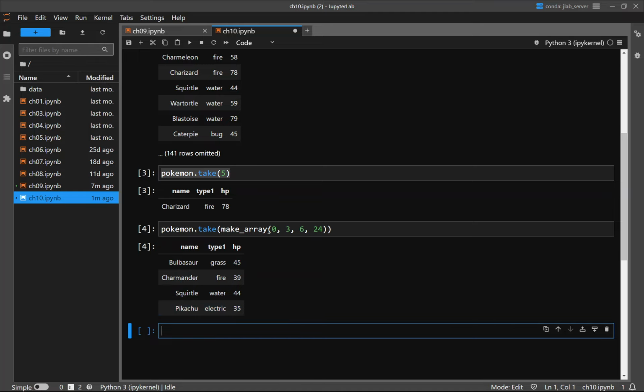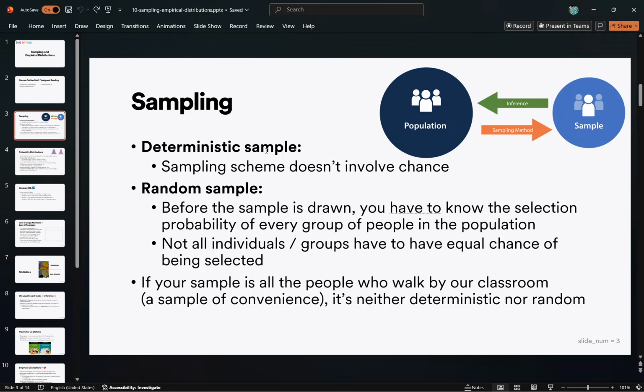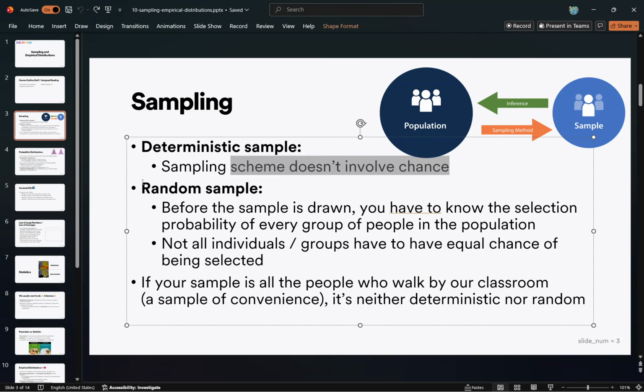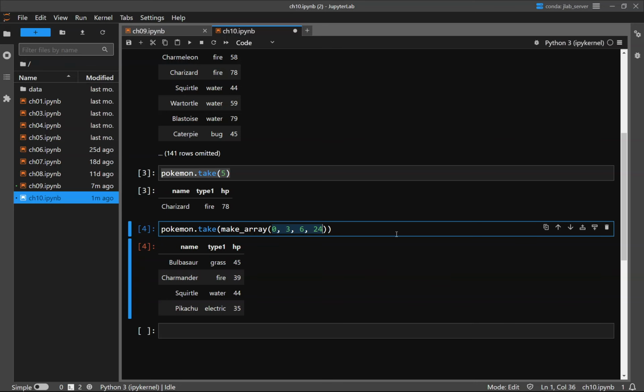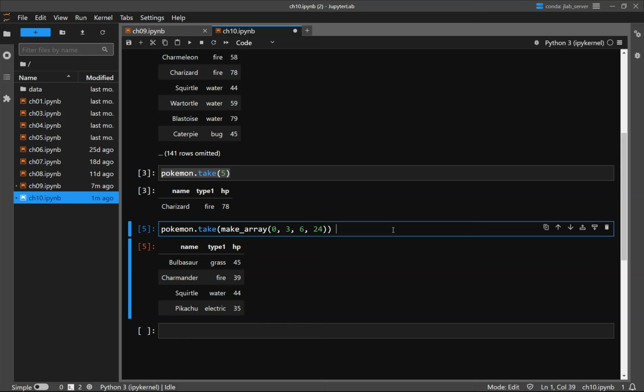I've got a few rows at these exact indices. There was no randomness. I didn't flip any coins. I was like index 0, index 3, index 6, and index 24. Always. That's called a deterministic sample. There was no chance involved. I picked these numbers, and I'm going to keep going with those numbers. If I come back and I rerun the cell, I get the same Pokemon back. I'm taking a deterministic sample. I've chosen to only look at those 4 exact Pokemon.